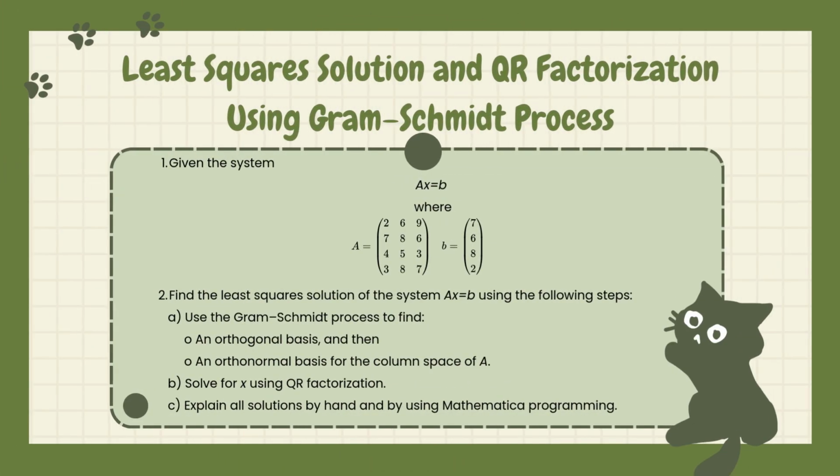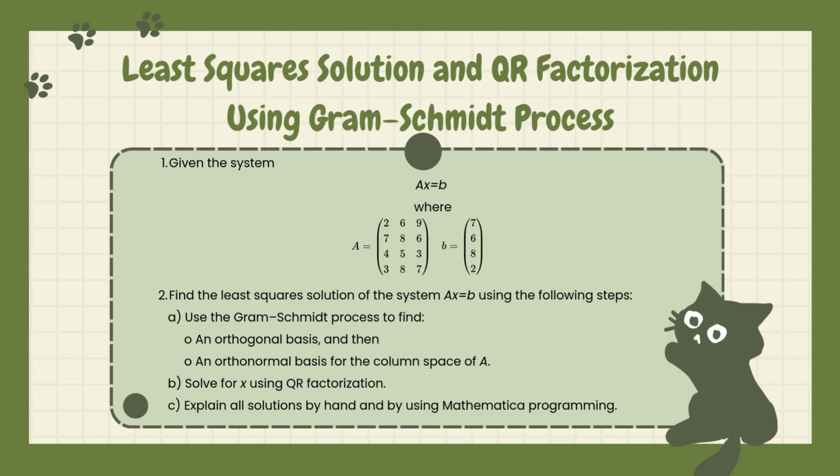In assignment 2, we need to find the least square solution and QR factorization by using the Gram-Schmidt process. We look at the equation first. First of all, the system gives us matrix A and matrix B. So the question is: find the least square solution of the system AX equal to B by using the following steps. A. Use the Gram-Schmidt process to find an orthogonal basis.